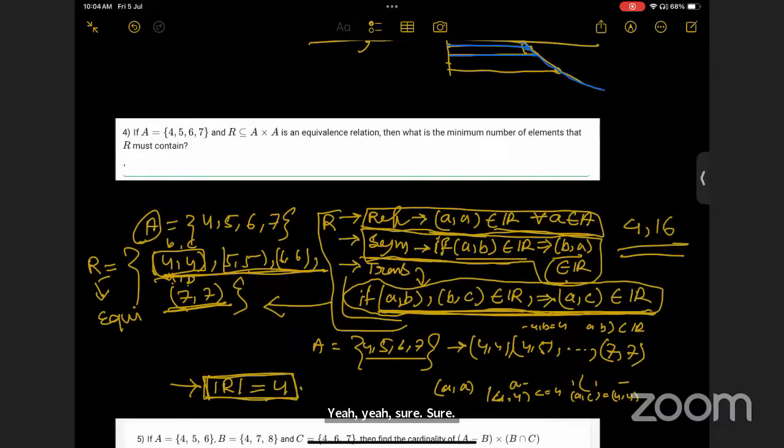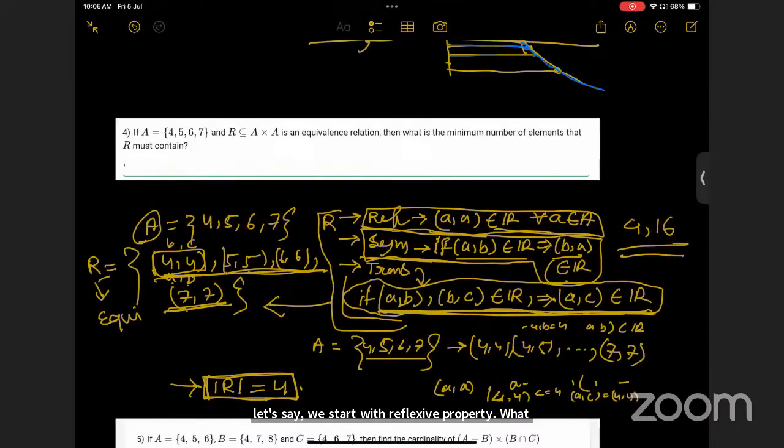See, for a relation to be an equivalence relation, you have to satisfy three properties: reflexive, symmetric, and transitive. You cannot have an equivalence relation if any one of these properties is not satisfied. Let's start with the reflexive property. What the reflexive property says is that all elements of the set A must relate to themselves.